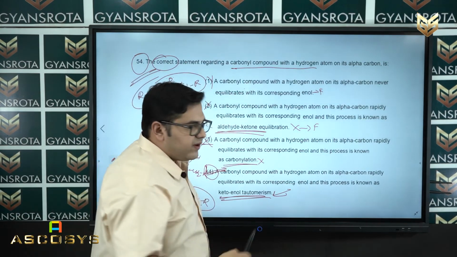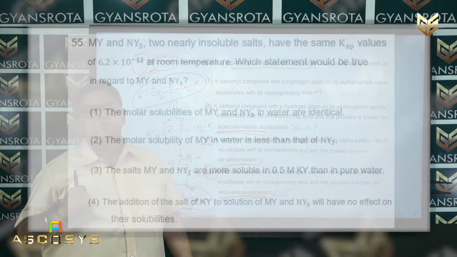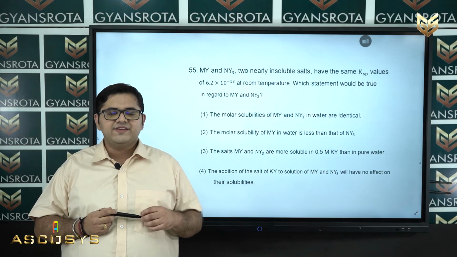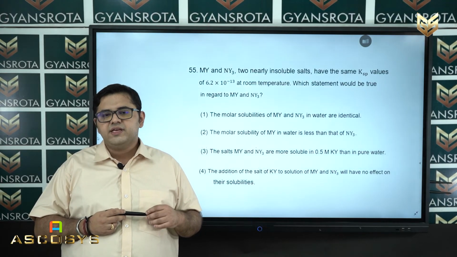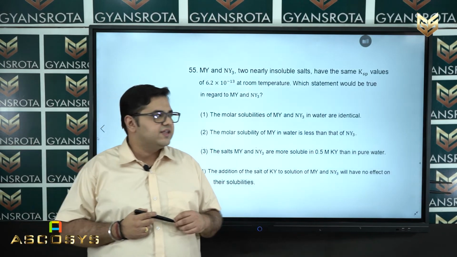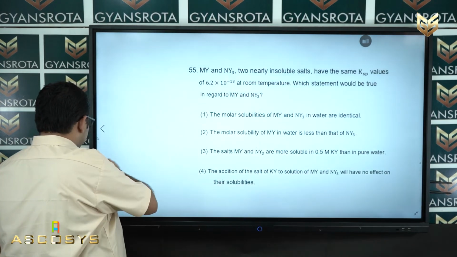So, now we are moving to the next question, that is question number 55. Question number 55 is on your screen. MY and NY3, two nearly insoluble salts, have the same Ksp values of 6.2 × 10^-13 at room temperature. Which statements would be true in regard to MY and NY3? Again, this is the Ksp concept, and Ksp comes from the equilibrium chapter of your class 11 NCERT. So, now we are moving to the solution part.